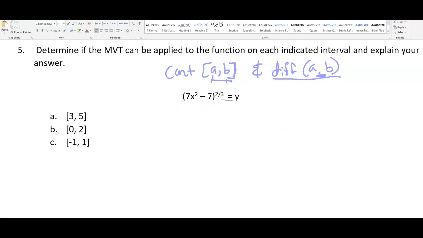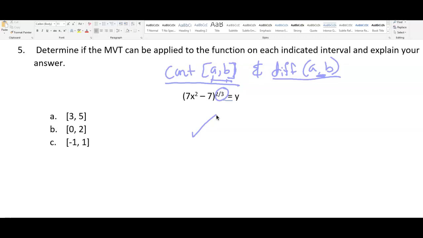So how can you tell if a function is continuous? Well, once again, different functions have different ways. On number 1, we saw that it was not continuous when the bottom equals 0. When you're talking about a cube root function, which is what this is, cube root functions are continuous everywhere. So it passes the test. It is continuous on the closed interval. There are no discontinuities.